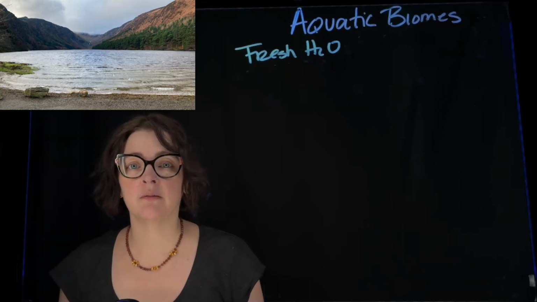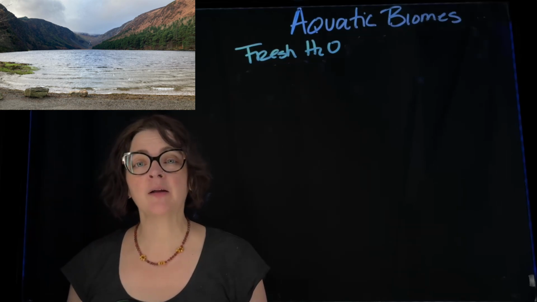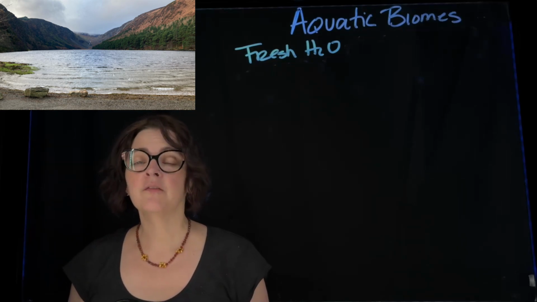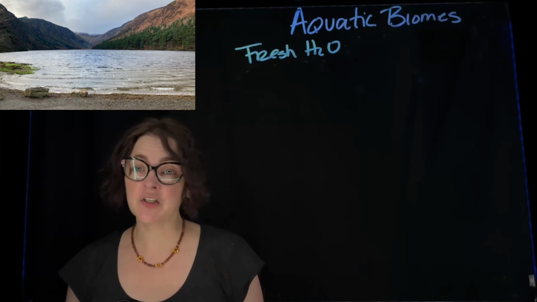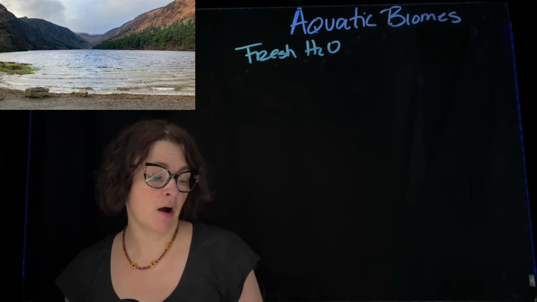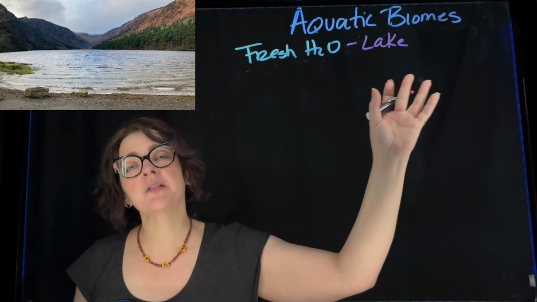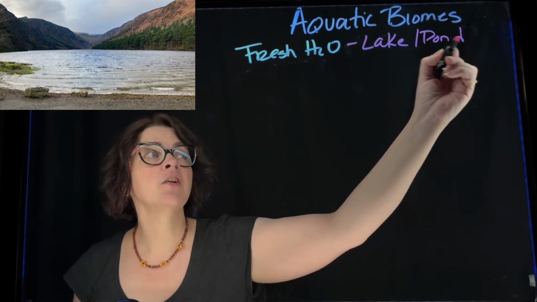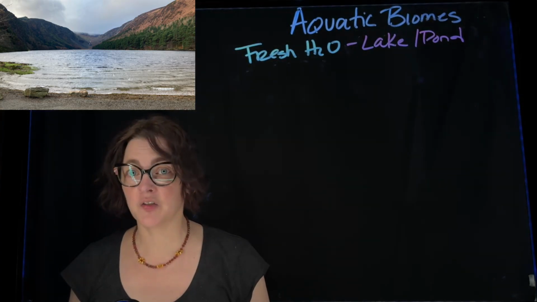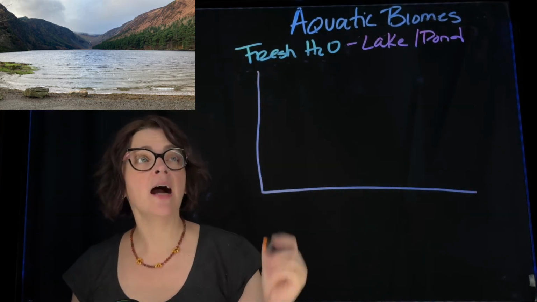Where rivers and streams are moving freshwater that originate from underground springs or from runoff from rain or snowmelt, our stationary freshwater is lakes and ponds. And just like our rivers and streams, there is no delineation between a lake and a pond. Generally, lakes are larger and ponds are smaller. We're going to take a look at the different regions of a lake or a pond.